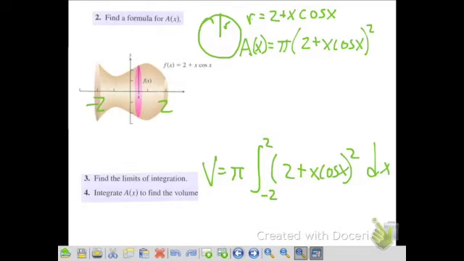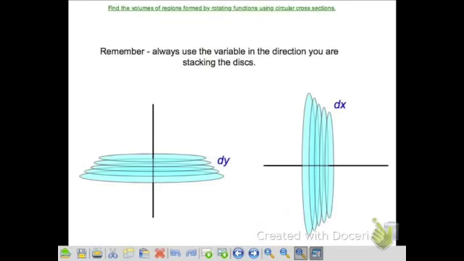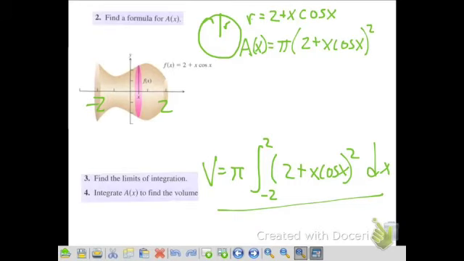We could then finish this one on our calculator, but the most important thing right now is how we set that integral up. Something to consider is whether we should be using dy or dx. It's always going to be about how those discs are being sliced or how they're stacking. Notice in this one all of our circles are going in this direction, so those are all dx values, because our slight changes here are slight changes in x.